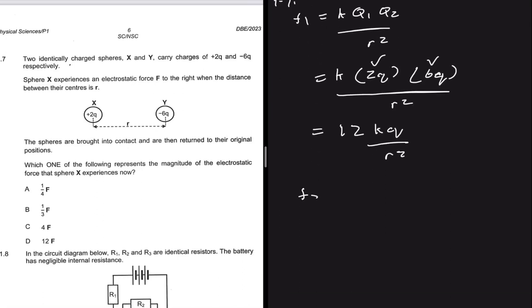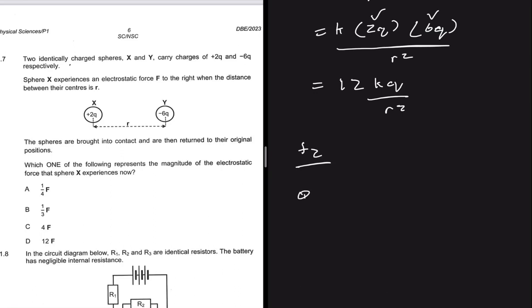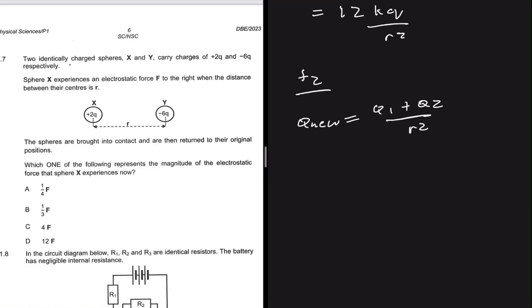And then F2. In F2, they are brought together and then separated. What is going to happen when they're brought together and then separated? We're going to have Q new, the new charge on the spheres, which is (Q1 + Q2) divided by 2. For Q1, we have 2q, and for Q2, we have minus 6q. When you're calculating Q new, you actually have to put the sign in there and then divide by 2. So 2q plus minus 6q is minus 4q, divided by 2, we have minus 2q.